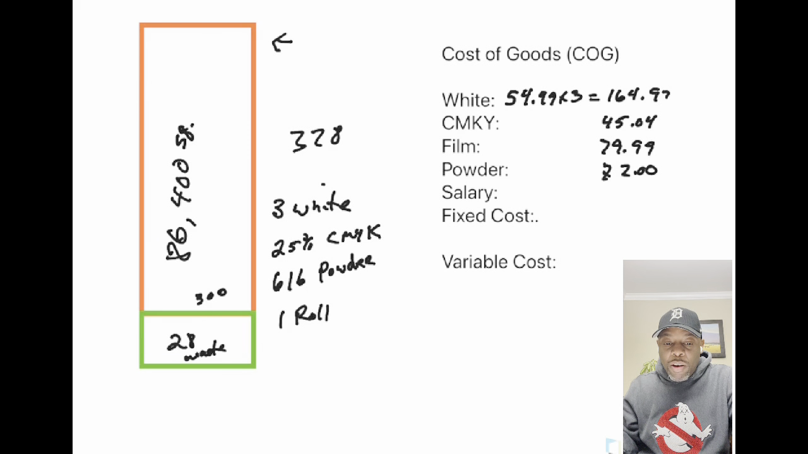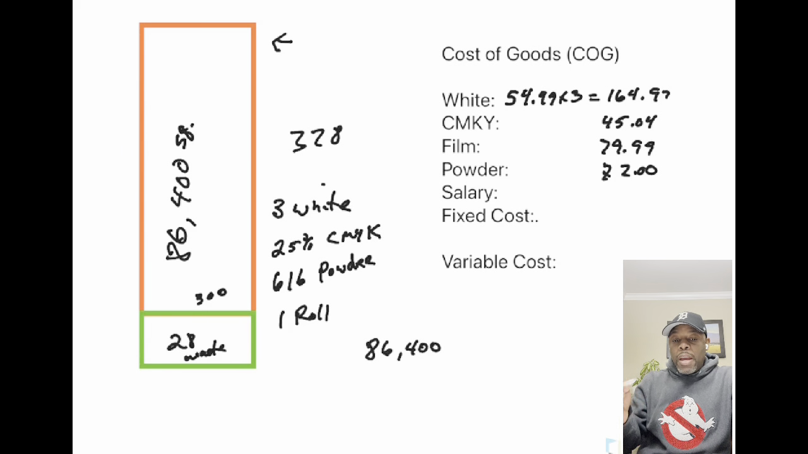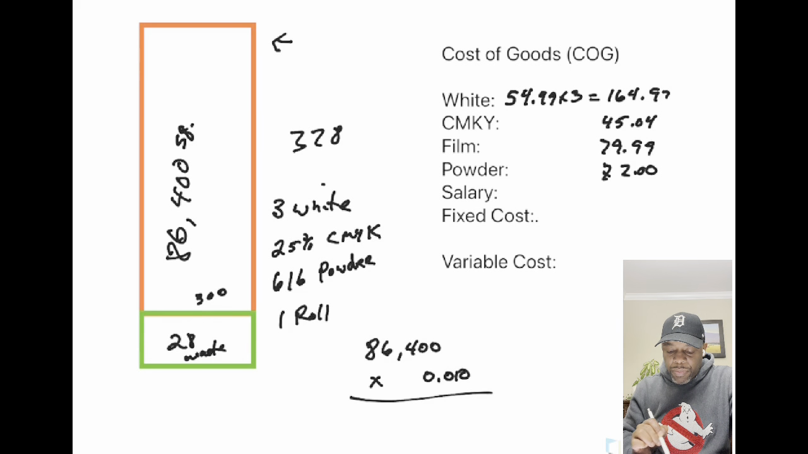Like, what do you want to pay yourself? So to give you an example on that, again, remember we're doing 86,400 square inches. If you paid yourself, you multiply that times 0.010, you're going to come up where you'll only be paying yourself about $864 per roll. If you want to pay yourself 0.02 cents, then you'll be making about $1,728 per roll.